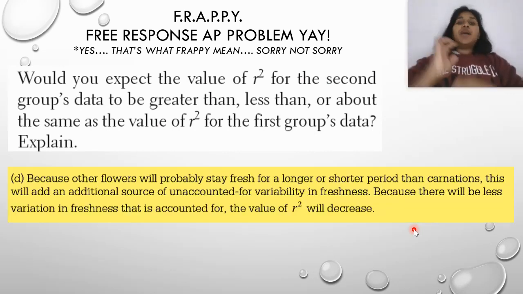Because other flowers will probably stay fresh for a longer or shorter period than carnations, this will be an additional source of unaccounted for variability in freshness. Because there will be less variation in freshness that's accounted for, the R squared value itself will decrease. And that's all I got for you guys.